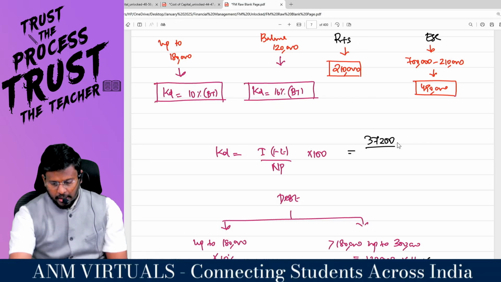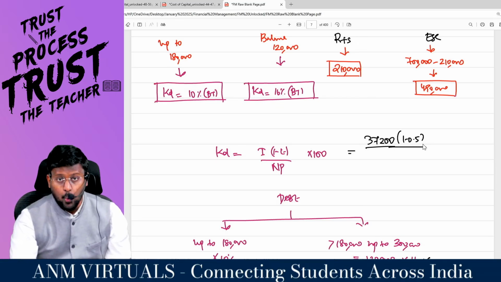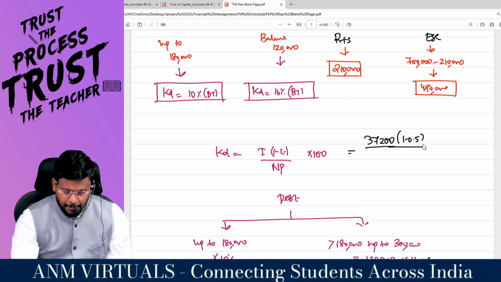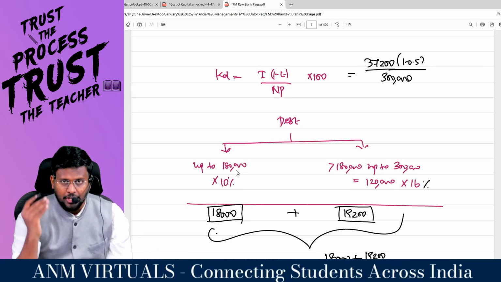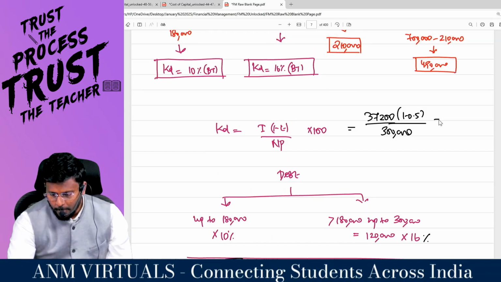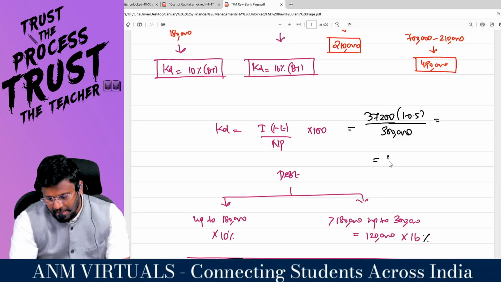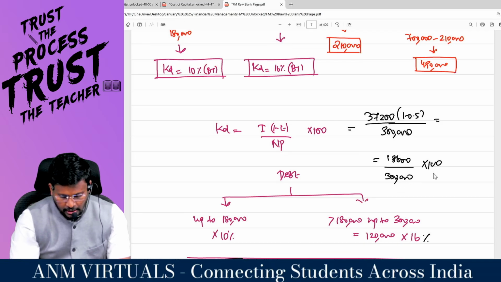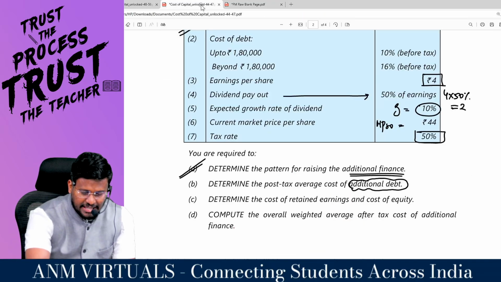Shall I proceed? Into 1 minus 0.5, because they themselves have given the tax rate as 50%. What is the net proceeds, NP? Net proceeds is 3 lakh, which is 1,80,000 rupees of the first part of the debt and 1,20,000 rupees of the balance part of the debt. So 37,200 into 50% comes to 18,600, divided by 3 lakh into 100, means KD is equal to 6.2%.